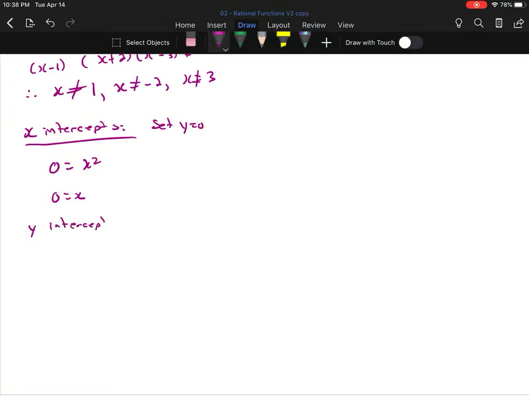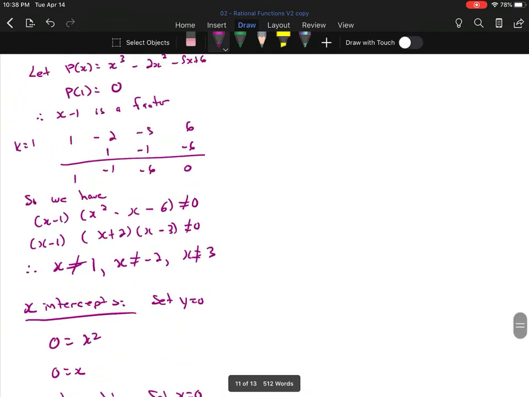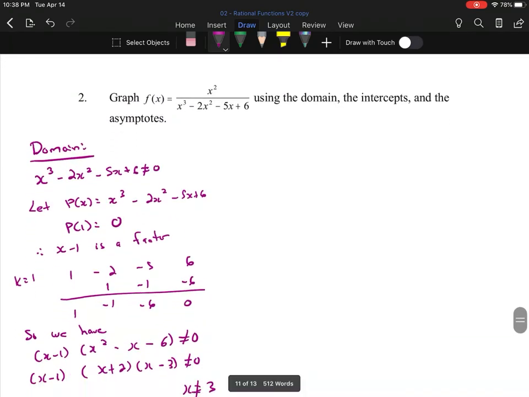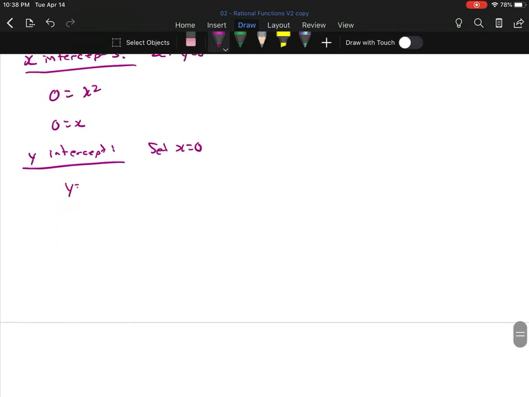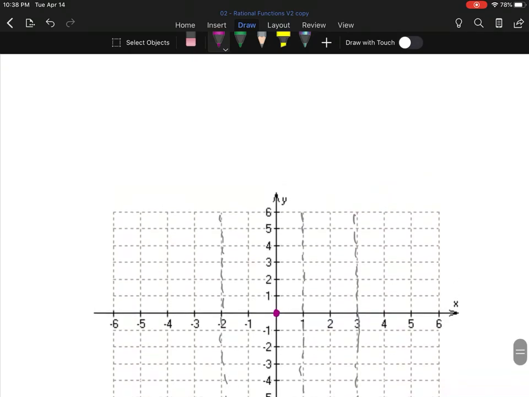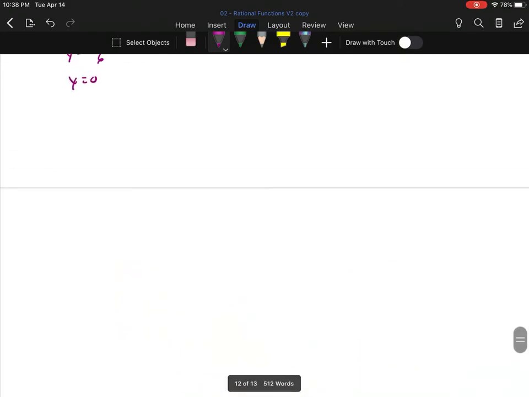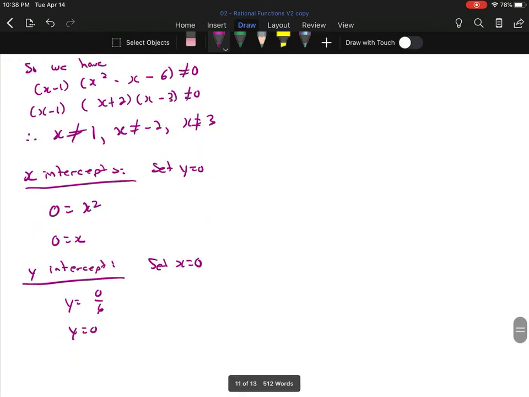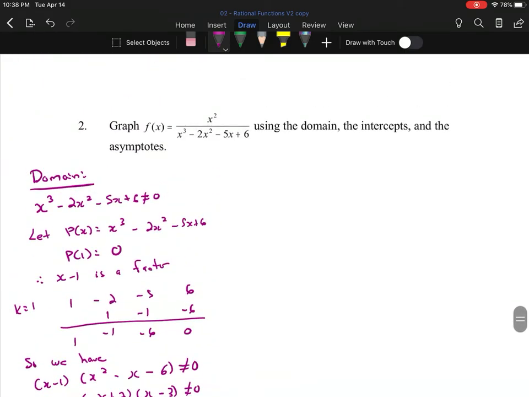Y-intercept. Set x equal to 0. So I look at this, and on the top I get 0, and on the bottom I get 0 plus 0 plus 0 plus 6, so y equals 0 over 6. I get a y-intercept of 0. Well, that's not very exciting. That's not any new information, because that x-intercept of 0 is the same as the y-intercept of 0. Okay, domain, x-intercept, y-intercept. Good.